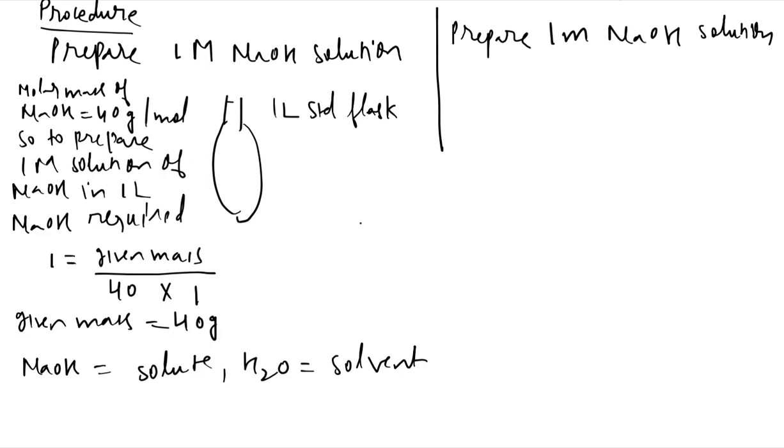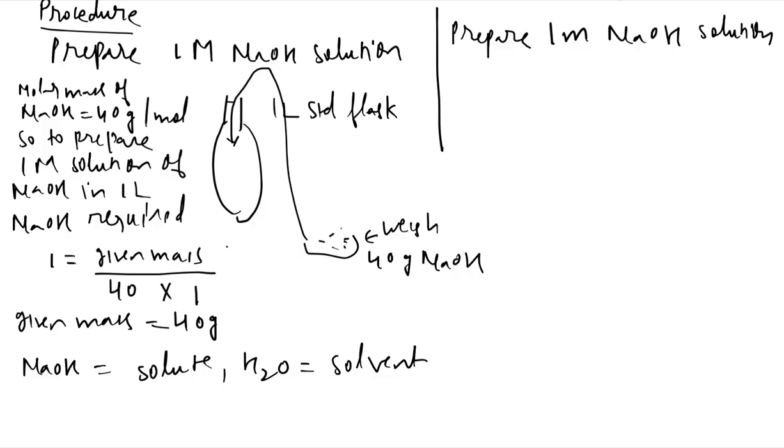So what we are going to do is, first we are going to weigh 40 grams of NaOH. We have to weigh that. And then we have to add this into the standard flask.